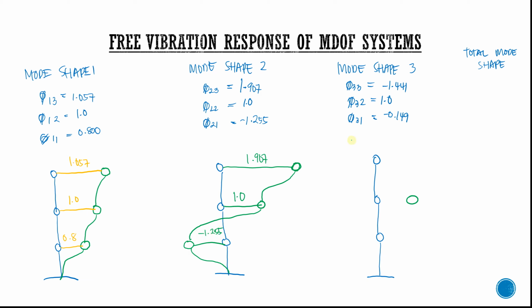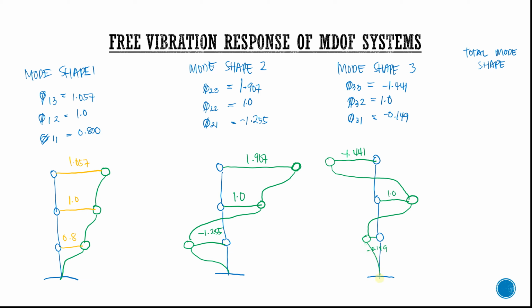Then lastly, for our mode shape 3, we have for the second floor, again, that is at 1.0. And for our topmost floor, that is negative 1.441. So say around here is negative 1.441. And then for the first floor, we have negative 0.149. So let's say that is around there. That is negative 0.149. And then let's draw the elastic curve.